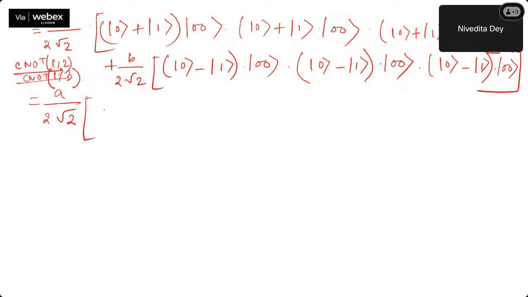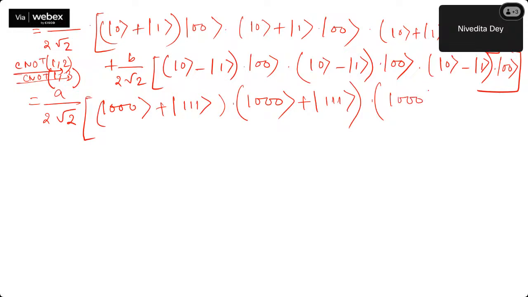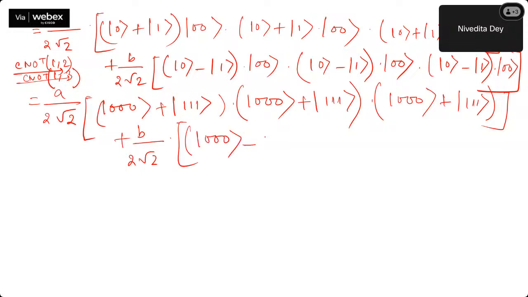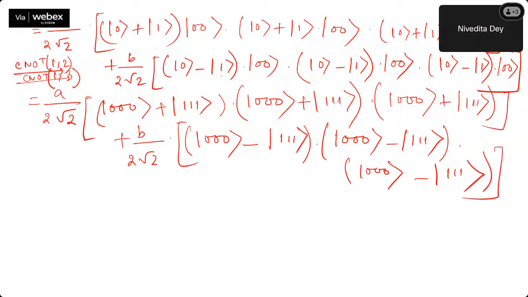After both the operations, it will be something like (|000> plus |111>) times (|000> plus |111>) times (|000> plus |111>), plus b by 2 root 2 times |000> minus, it will be now 1,0,0 which is 1,1,0 first, then it will be 1,1,1. Because of the first 1, 0 will be 1,1, then again this one and this 0 will be 1,1. So it will be 1,1,1 directly. So |000> minus |111>, times |000> minus |111>, times |000> minus |111>. Just expanding all the steps.